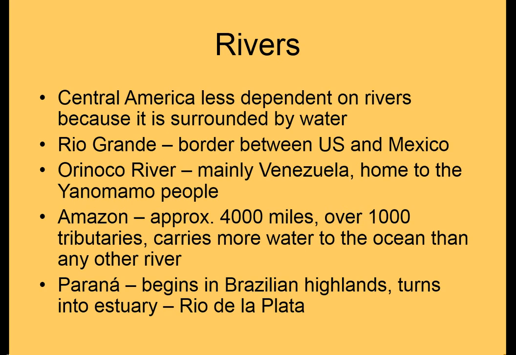Central America, we're talking about those countries above South America. Guatemala and such, not very dependent on rivers just because there's water all over the place, surrounded by water. The Rio Grande, the river between us and Mexico. The Orinoco River, it's mostly in Venezuela, very important to the Yanomamo people. And then the Amazon, huge, huge river. Okay. Might want to remember that.